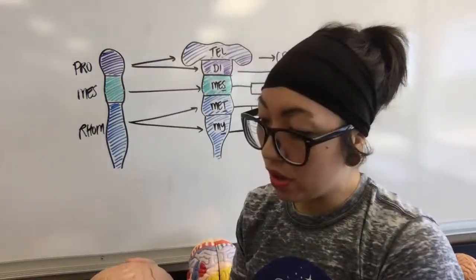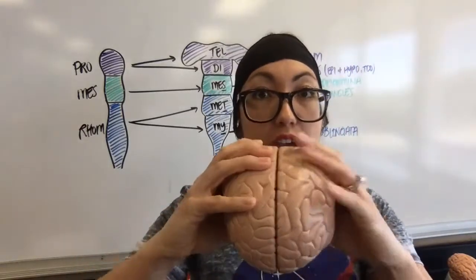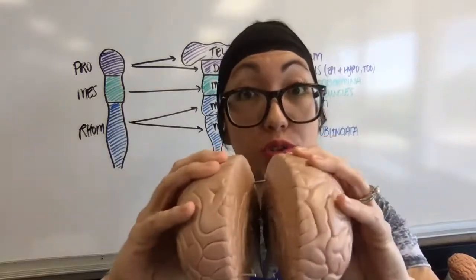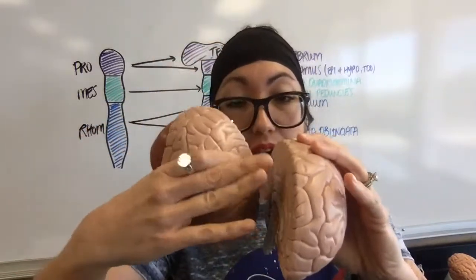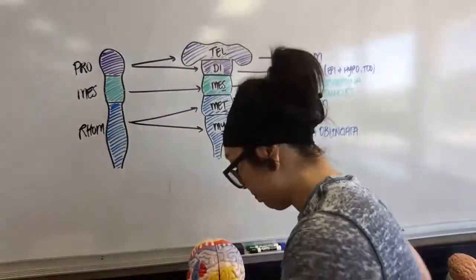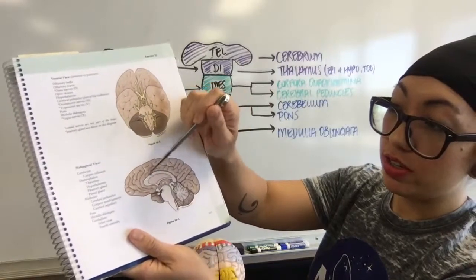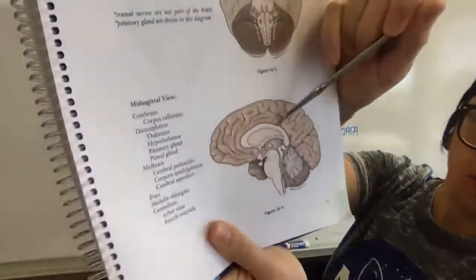So remember how earlier when we were just talking about that longitudinal fissure, I said it's a fissure, so it's very deep. It goes all the way down. Well, how do these 2 halves stay together? That corpus callosum. So that's what that structure is right there.